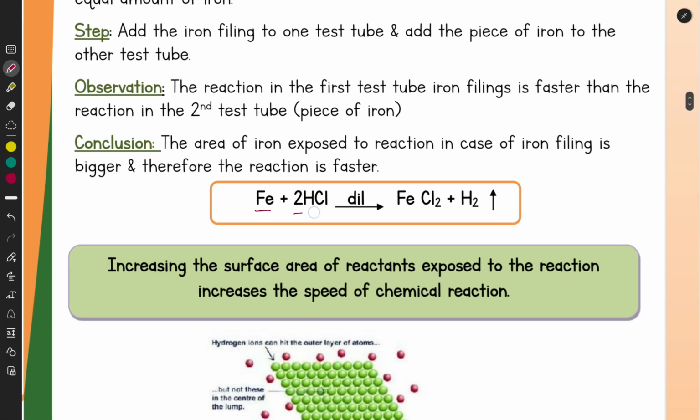It's like this: Fe plus HCl, of course diluted HCl, because concentrated HCl is very dangerous. This will produce FeCl2 plus H2. Okay, that's great.